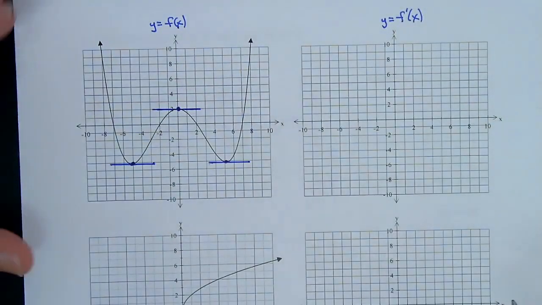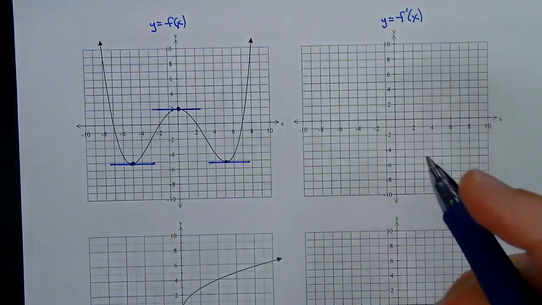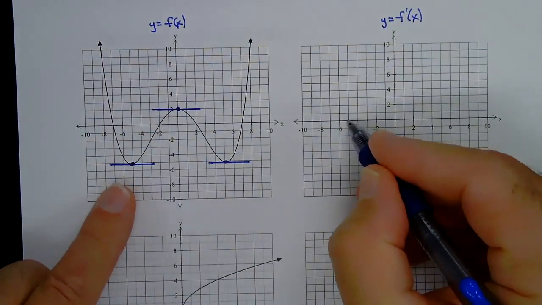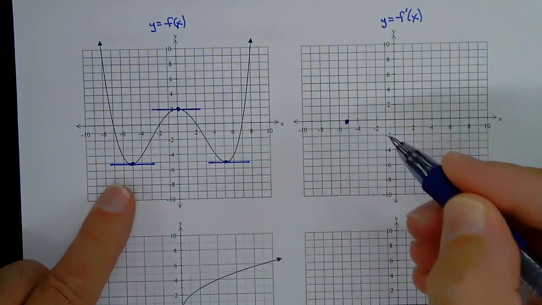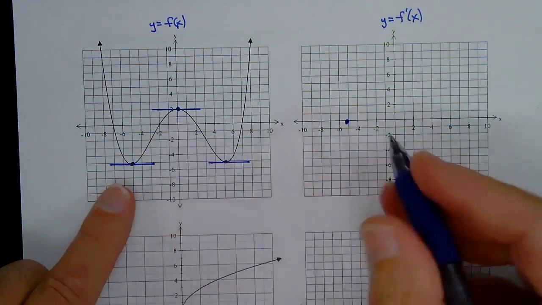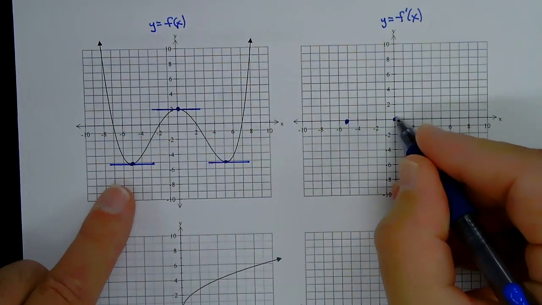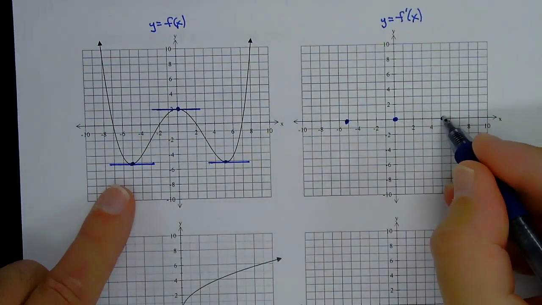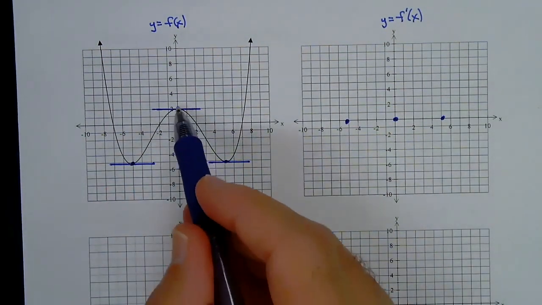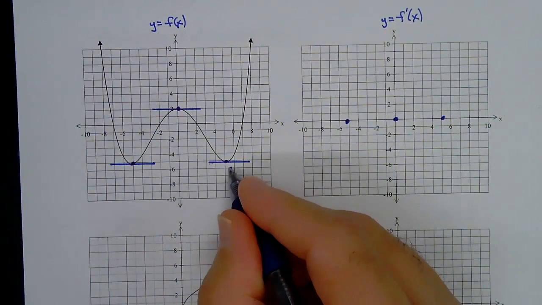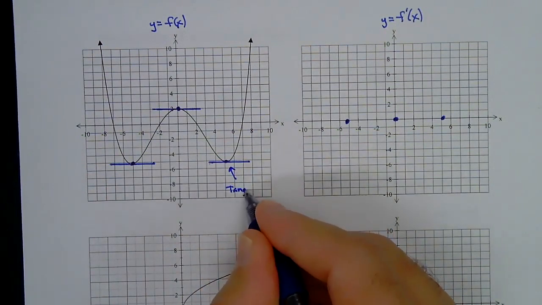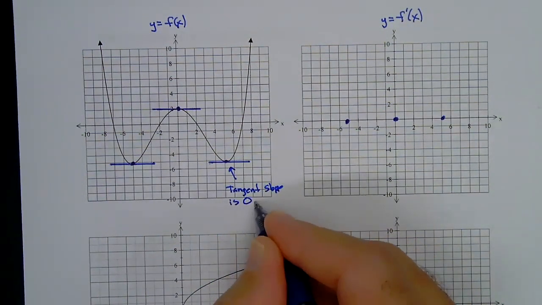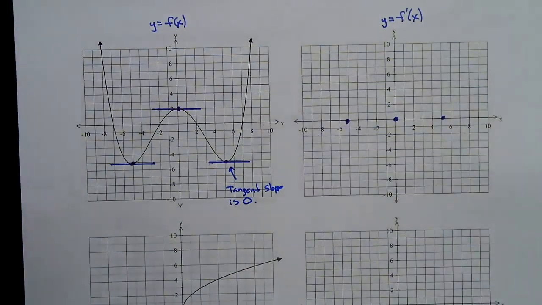Now, what does that mean on the graph of the derivative? That's where it's going to cross the x-axis. So right here, just a little bit to the left of -5, we are going to have a point right here. And then right here at x equals 0, it's going to cross the x-axis. And then right here, just a little bit to the right of 5, it's going to cross the x-axis. Because the slopes are all 0 there, right? Tangent slope is 0.